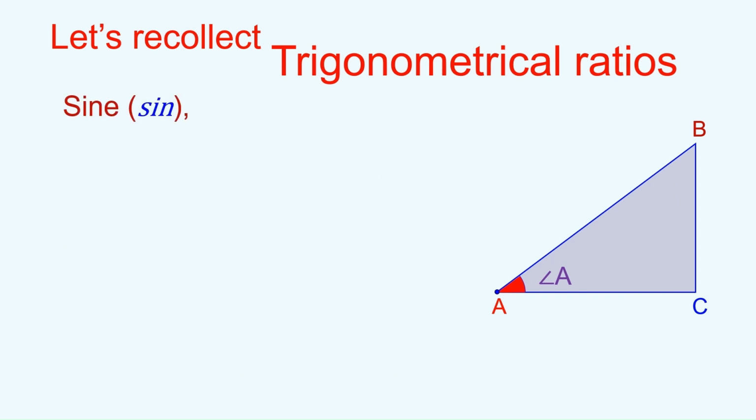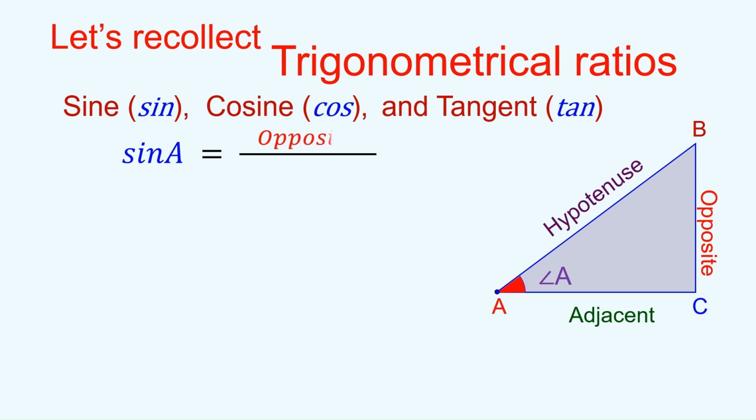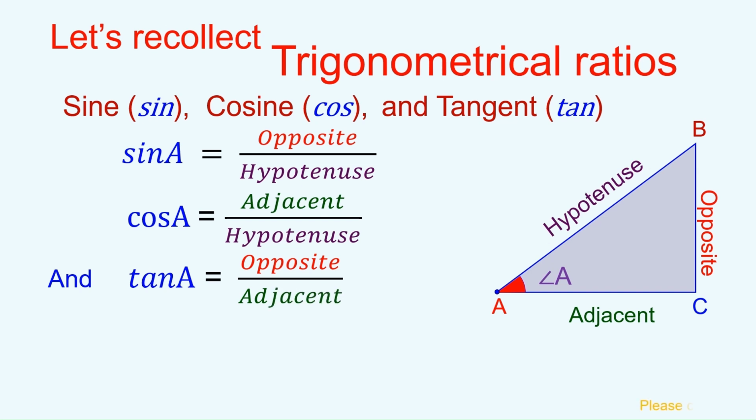Here, we also recollect our knowledge of trigonometrical ratios of sine, cosine, and tangent. As you know, in a right-angled triangle, there are three sides. The longest side is the hypotenuse, and the other two sides are adjacent and opposite. So, sine of an angle A equals opposite divided by hypotenuse. Cosine of an angle A equals adjacent divided by hypotenuse. And tangent of an angle A equals opposite divided by adjacent.